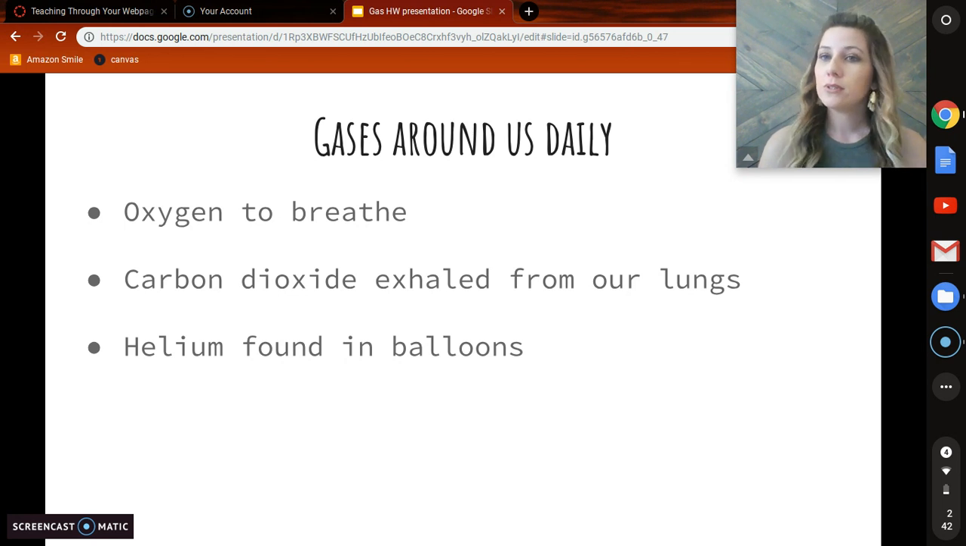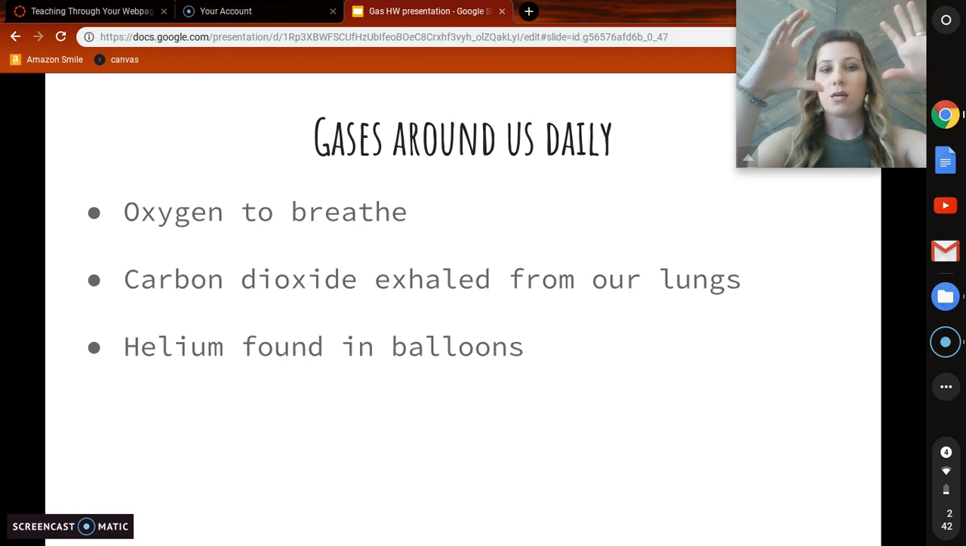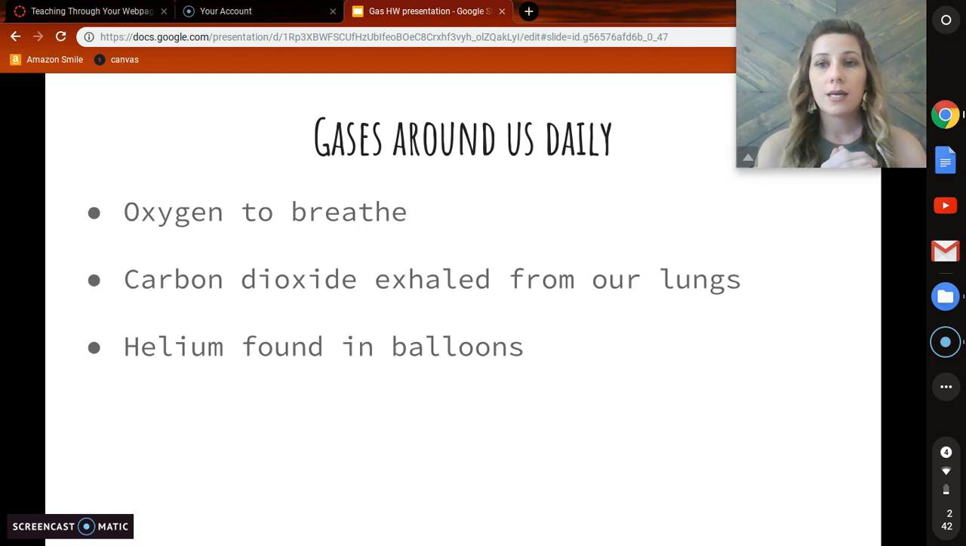Helium is found in balloons, so we know about helium. Helium makes the balloons float. So when we blow up a balloon with our breath, it falls to the ground. But if we blow up a balloon with a helium tank, then the balloon actually will float in the air. And that's because helium as a gas is less dense than our air in the atmosphere.